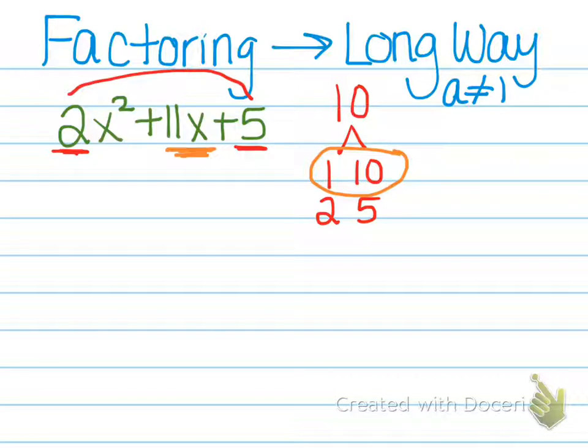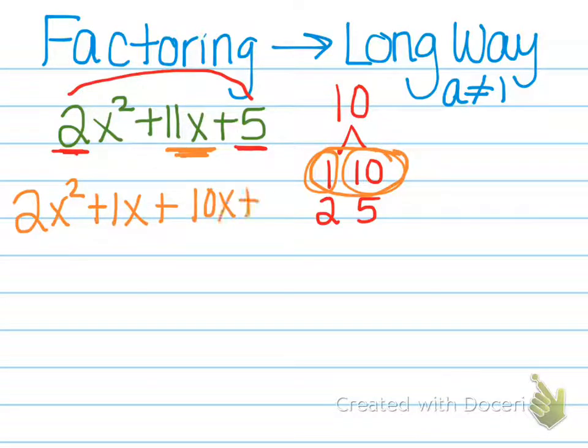So what we're going to do is we're actually going to rewrite our trinomial here into a polynomial with 4 terms. So I'm going to take 11x, and instead of writing 11x, I'm going to say 1x plus 10x. So 2x squared plus 1x plus 10x plus 5. So now we didn't change anything, we just wrote 1 plus 10 instead of writing 11.